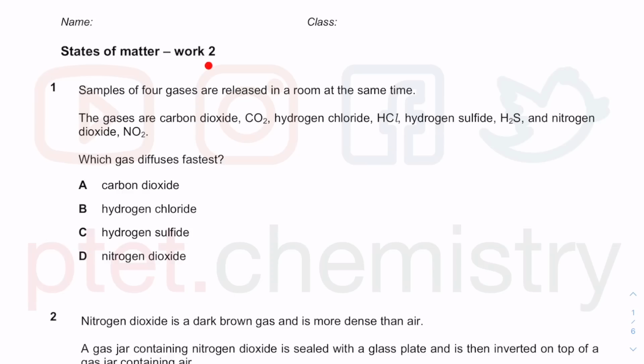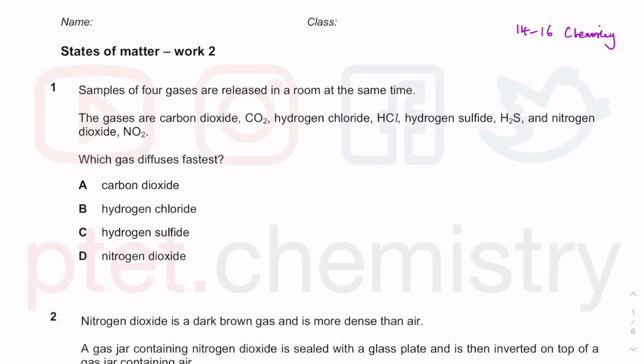So this is work 2 associated with the states of matter, also known as kinetic particle theory. Basically, what happens at the particulate level, considering the states of matter being solid, liquid and gases, which we had covered in the previous lecture tutorials for the same topic. This is the 14 to 16 years old chemistry curriculum. So this is a pure chemistry or single science curriculum suitable for the GCSE, IGCSE or O-level chemistry.